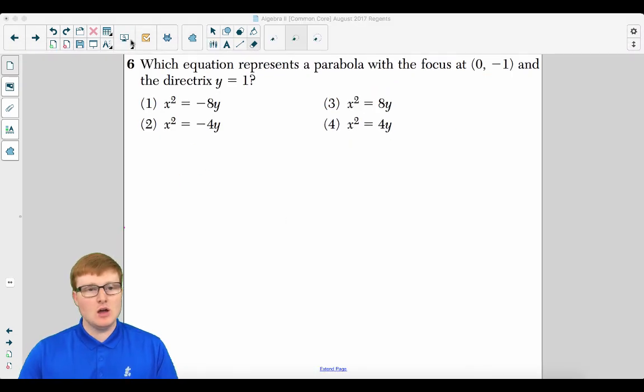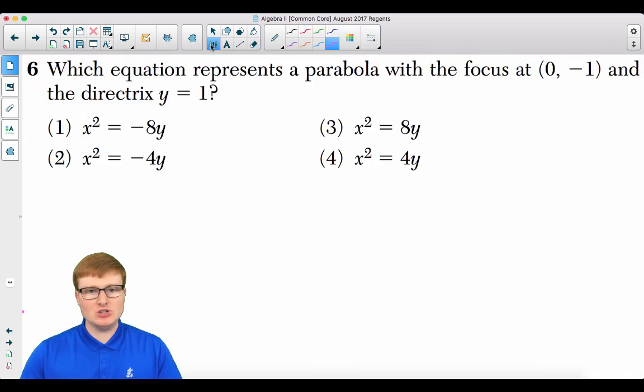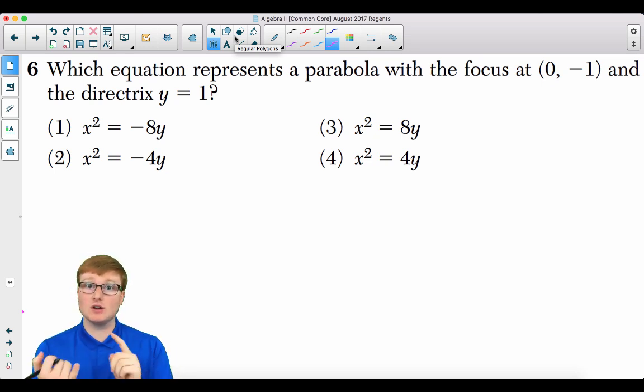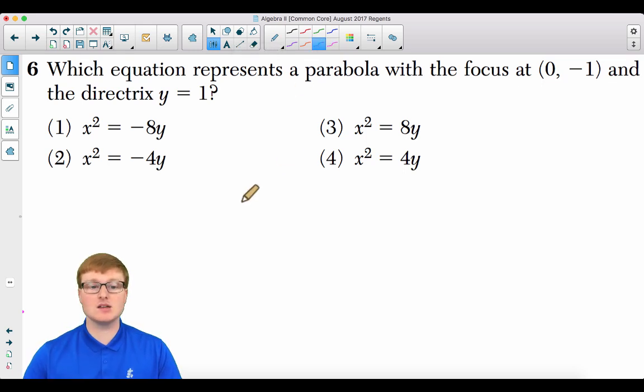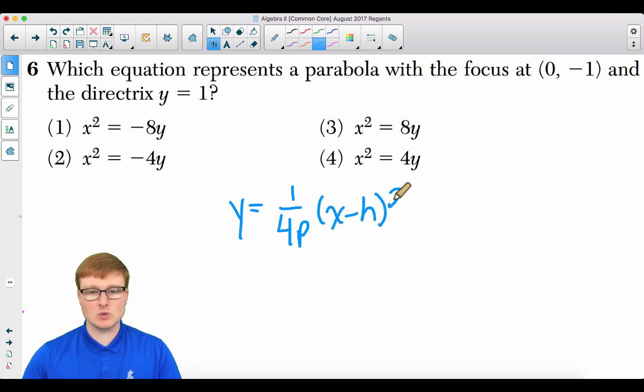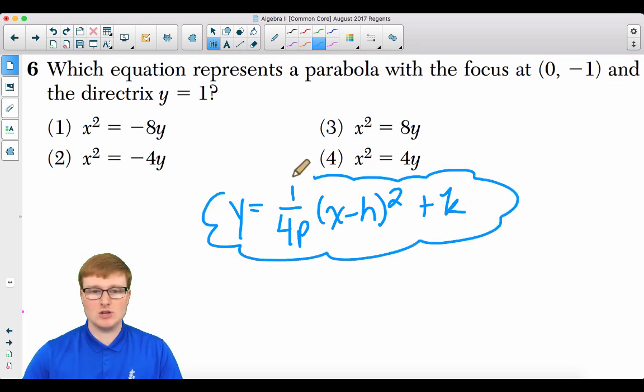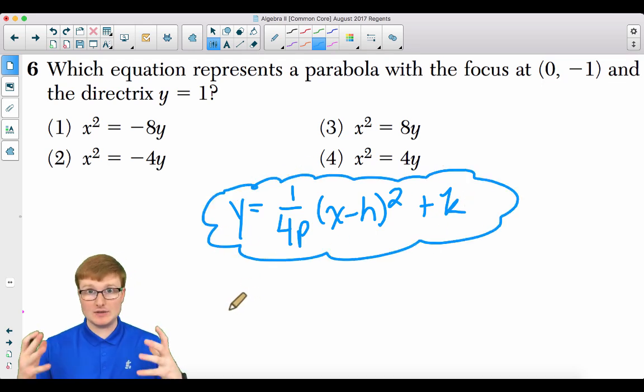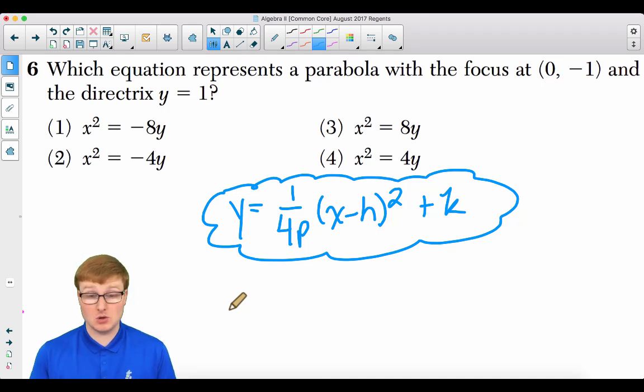All right, so which equation represents a parabola with the focus of 0, -1 and the directrix of y equals 1? So when you hear the words focus or directrix, I want you to think of one common formula that you need to know. And that is y equals 1 over 4p times x minus h squared plus k. That is important information. When you hear that word, you want to think of this form of a quadratic, okay?